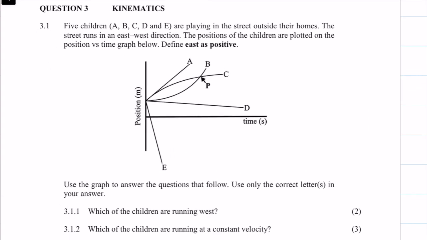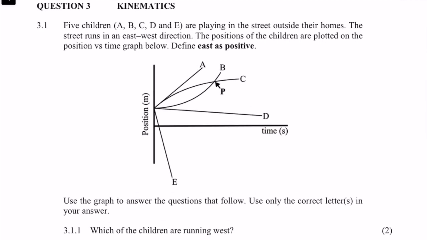Okay, cool stuff. So 5 children, A, B, C, D and E, are playing in the street outside their homes. The street runs in an east-west direction. The positions of the children are plotted on the position time graph. Define east as positive.